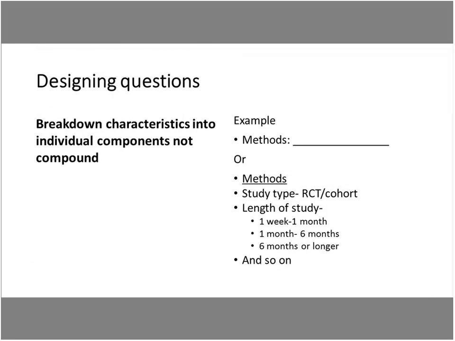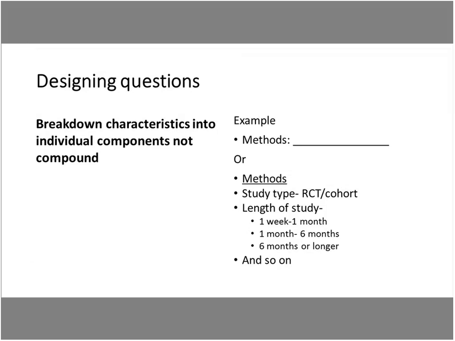So in designing those questions, I talked about this a minute ago, but you really want to break down the characteristics into individual components, not compounded. For example, if they just have on their form a big blank that just says methods, and they can type all kinds of things in there, later on when they have 20, 30 studies coded and they go back and look in that column, they're going to have to recode that whole column based on that paragraph that they typed in there.